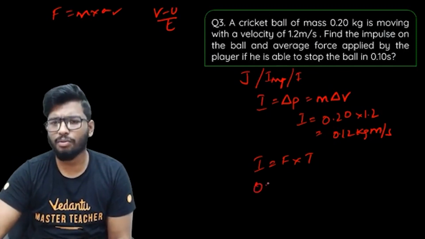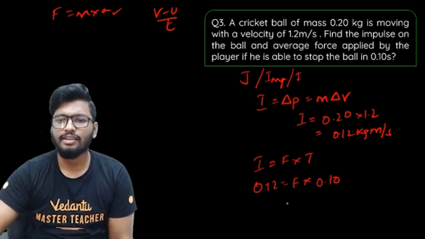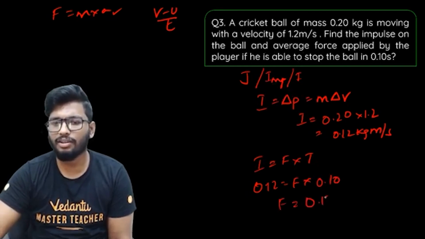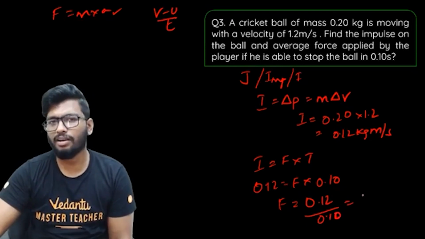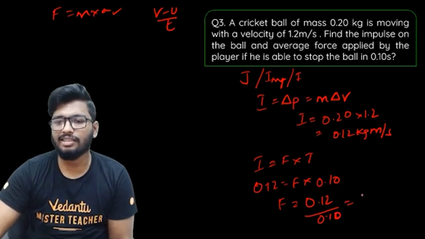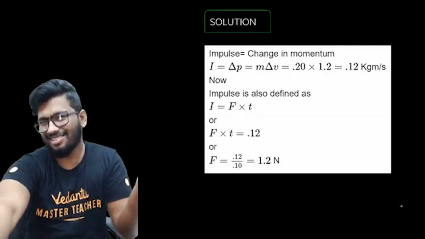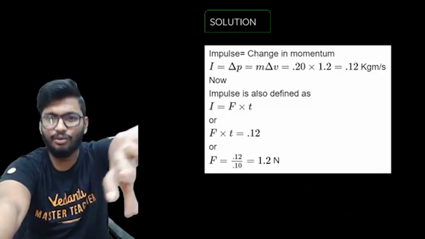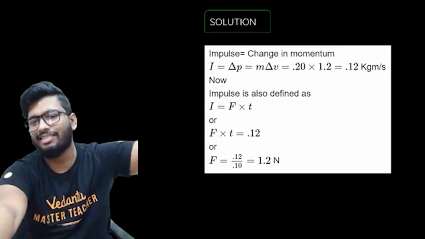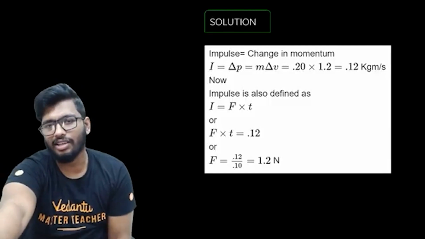So you know that impulse is 0.12. Force is what you're supposed to find out. Time is 0.10 seconds. So what is force? Force is equal to 0.12 divided by 0.10, which, if you divide this, you'll get the answer as 1.2 Newton. So that is the answer. Simple. That's all. But yeah, the calculation might take a little longer. Now, you can go this way: you find out the impulse first, then use the formula force into time is equal to impulse, and find out the answer.